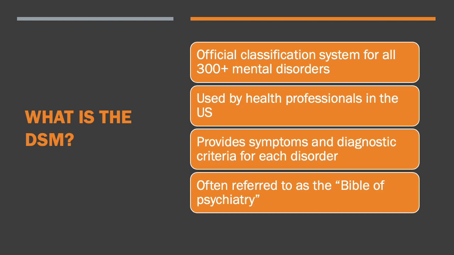And within the DSM are disorders and the criteria that must be met for a person to be diagnosed with that disorder. The disorders also have a diagnostic code that's used for communicating this disorder and also for insurance purposes.